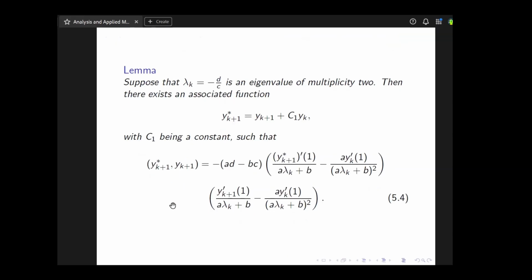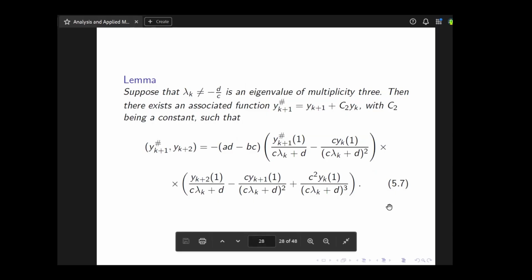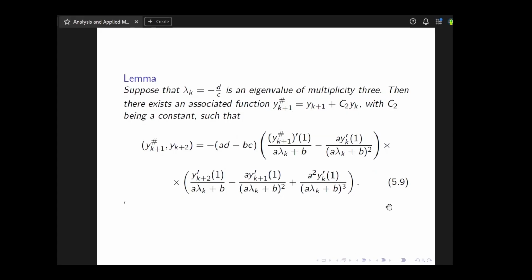Similarly, in the case when lambda k is equal to that critical value minus d over c, we can state the same result. Similarly, there is a special function yk plus 1 ds, which has a similar property when it is multiplied by the second associated function. Again, the case lambda k is different from minus d over c, and the case when lambda k is equal to minus d over c are stated separately.